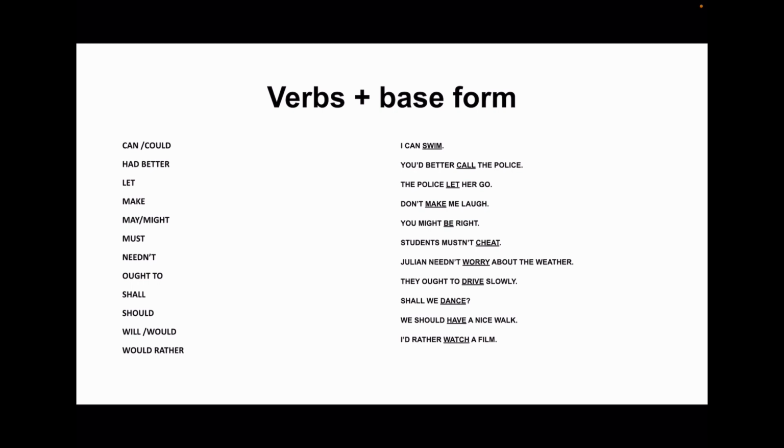May, might. You might be right. Must. Student mustn't cheat. Needn't. Julian needn't worry about the weather. Ought to. They ought to drive slowly. Shall we dance? Should. We should have a walk. Would. I forgot the example, but it doesn't matter. I will dance with you. Would rather. I'd rather watch a film. As you can see, all these verbs are followed by a base form.